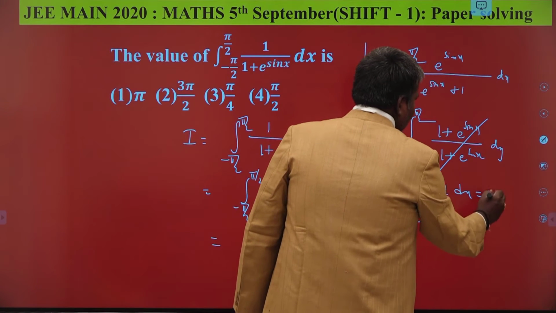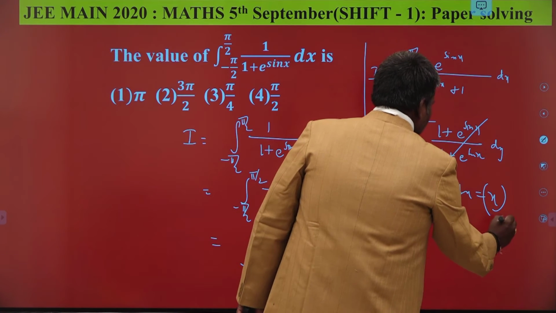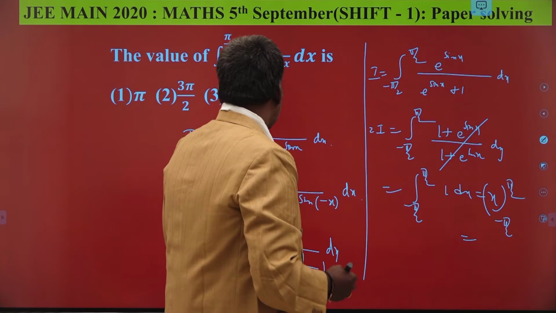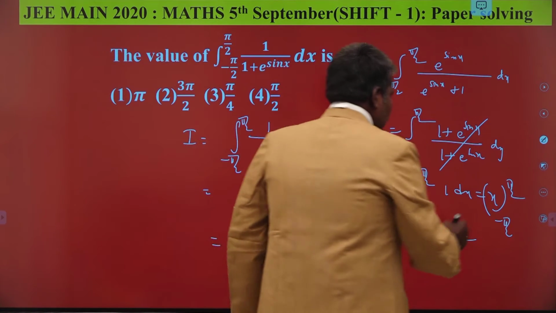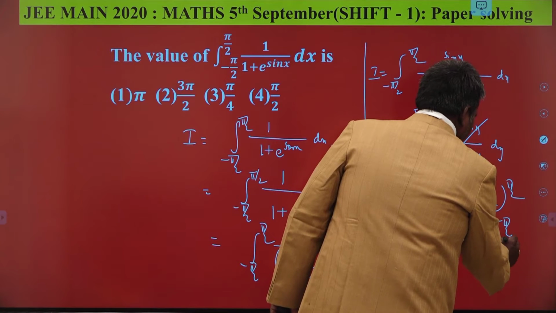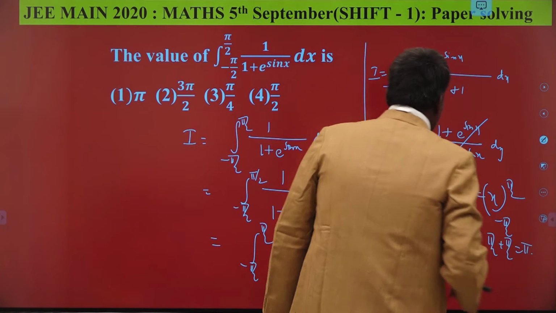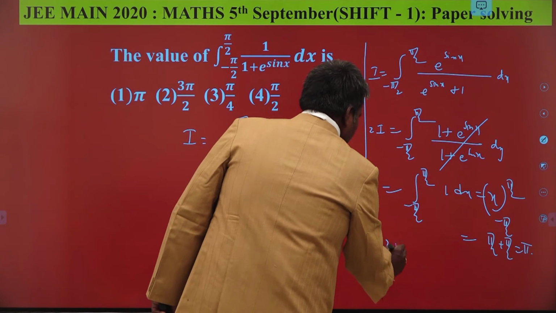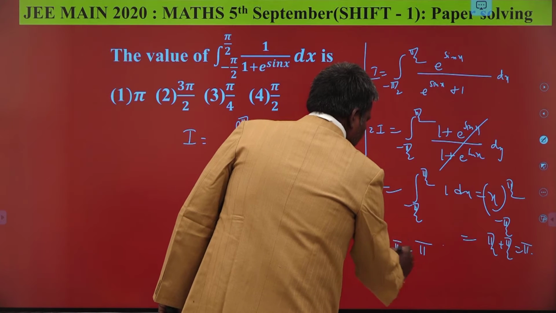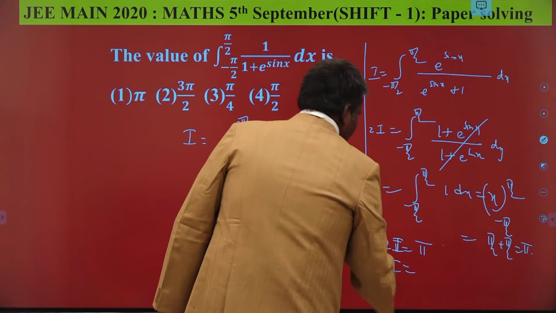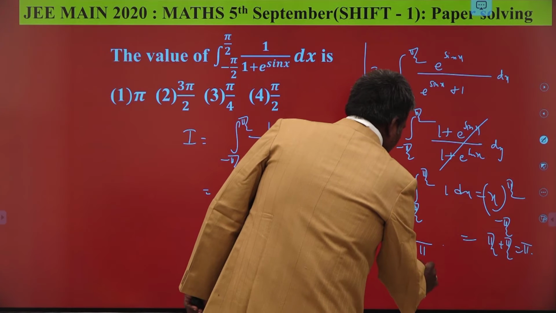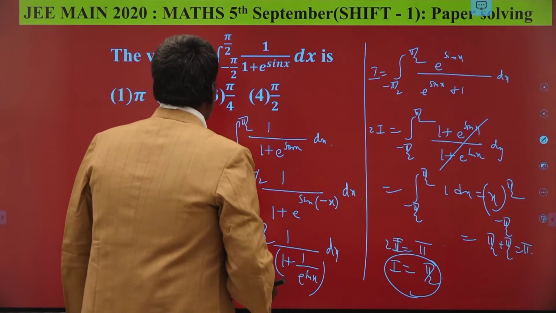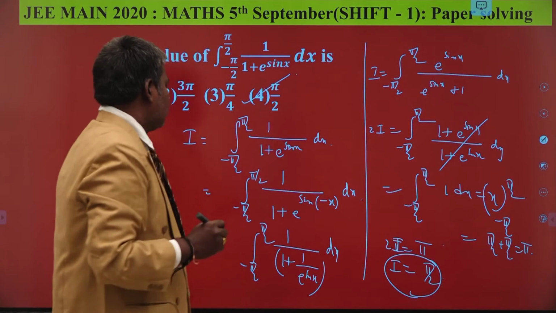What is the integration of 1? x. Limits from where to where? Minus pi by 2 to pi by 2. So 2I is equal to pi by 2 minus of minus pi by 2. This is your pi. So 2I is equal to pi. So what is the value of I? 2I is equal to pi, so I is equal to pi by 2. The value of I is pi by 2. This is your answer. Very simple question.